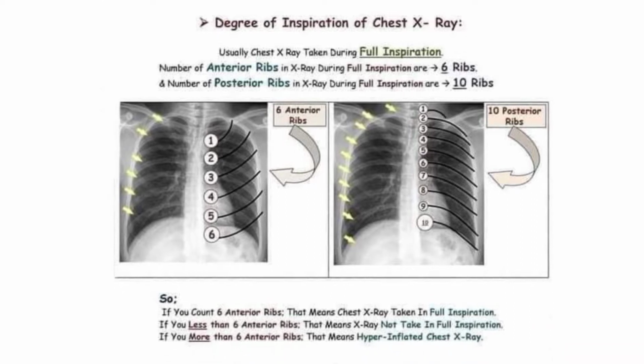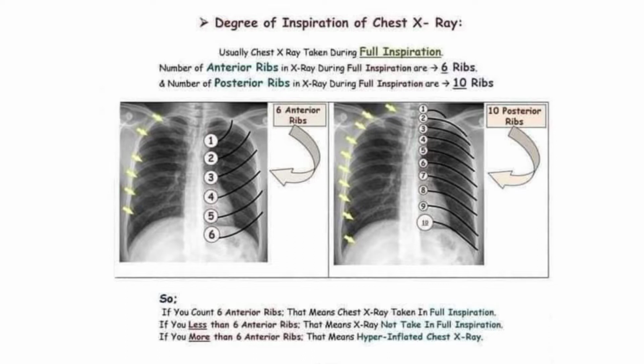These X-rays show the degree of inspiration of chest X-ray. Usually chest X-rays are taken during full inspiration. The number of anterior ribs in X-ray during full inspiration is 6, and the number of posterior ribs in chest X-ray during full inspiration is 10 ribs.